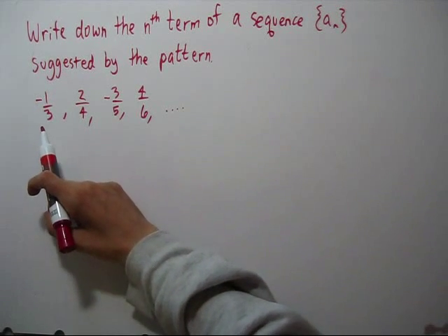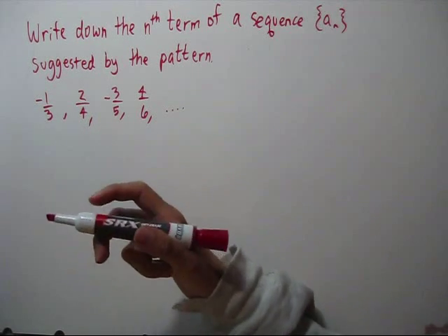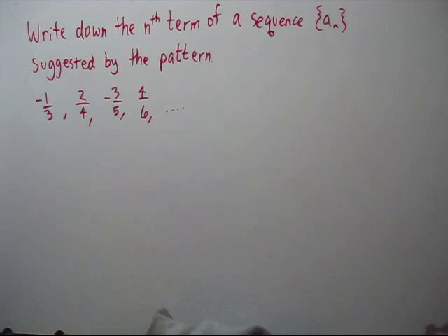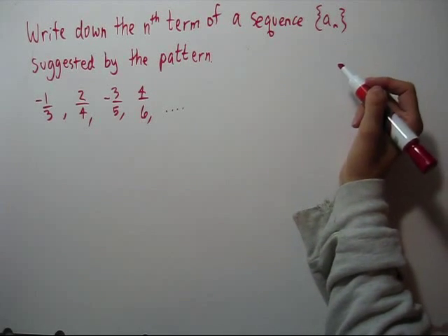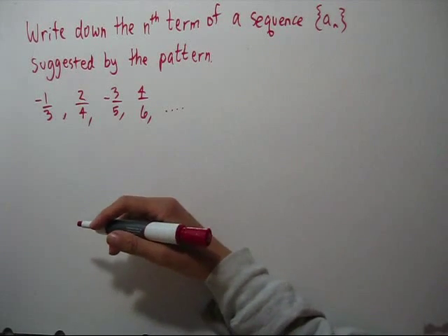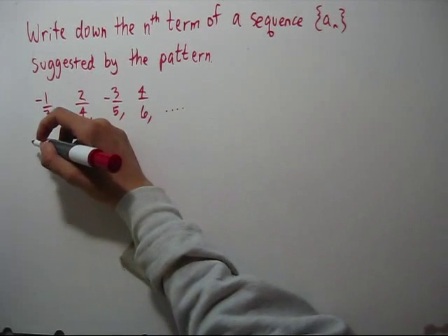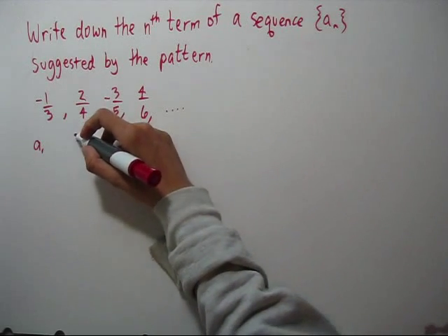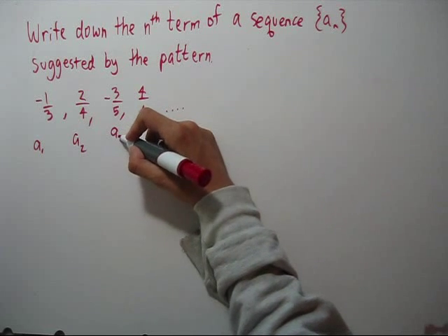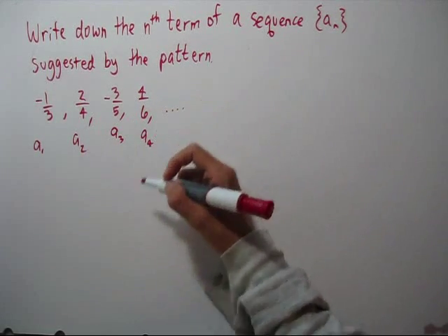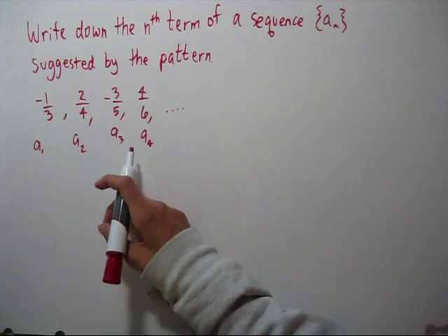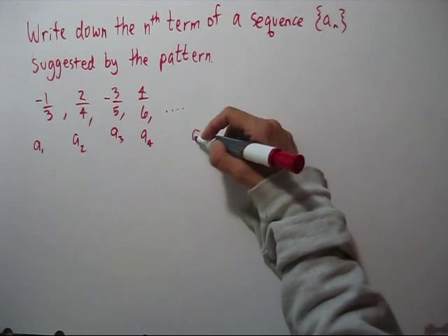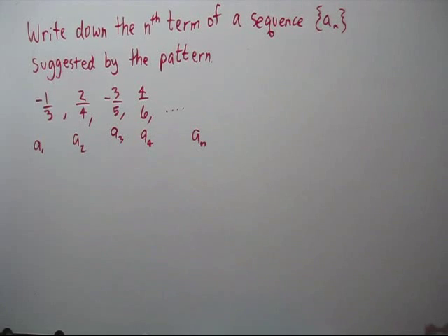We have a sequence here and we want to write a formula for a sub n. We need to decide what we're starting with. Usually we start with A0 or A1. Let's go ahead and start with A1. So this will be A1, A2, A3, A4. We want to find a way to relate 1 to this, 2 to that, 3 to this, 4 to that. Eventually we'll have an a sub n.